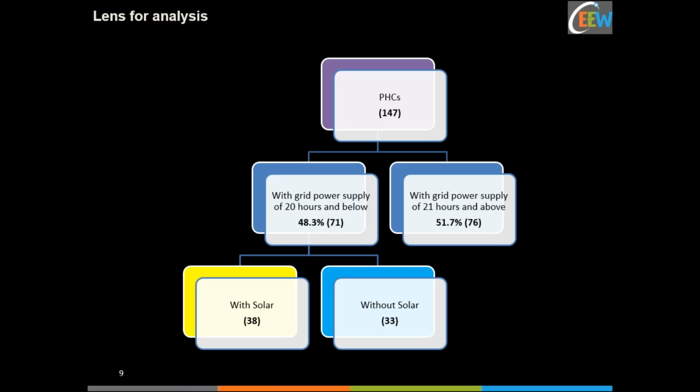We classified the primary healthcare centers into those which had a grid supply of 20 hours or less, and we called them power deficit primary health centers. And those which had a power supply of 21 hours or above, we classified them as non-deficit. What we also did as a second step was to look more closely at the healthcare centers that had a power deficit, and within them to try and ascertain which ones had solar and which ones did not, and whether there were differences in their functioning as well.